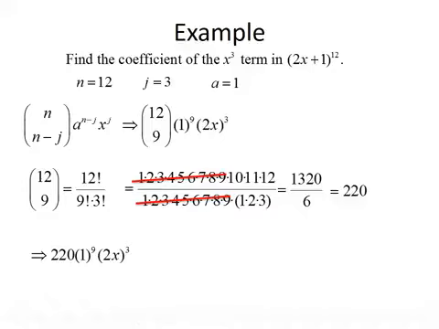So our formula becomes 220 times 1 to the 9th power times 2x quantity cubed. If we evaluate our exponents, 1 to the 9th is still 1, and 2x quantity cubed gives us 8x cubed, so we're left with 220 times 1 times 8x cubed. If we multiply that out, that's going to give us 1,760x cubed, and so the coefficient of the x cubed term is going to be 1,760.